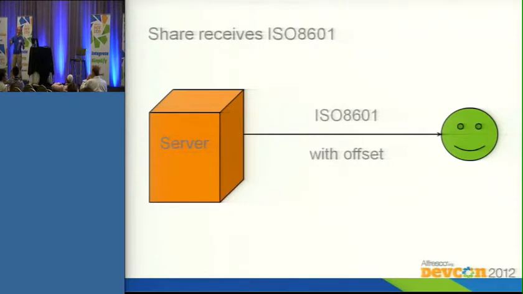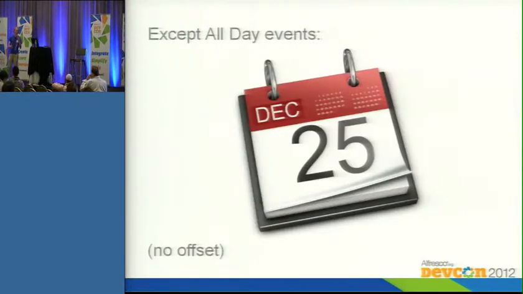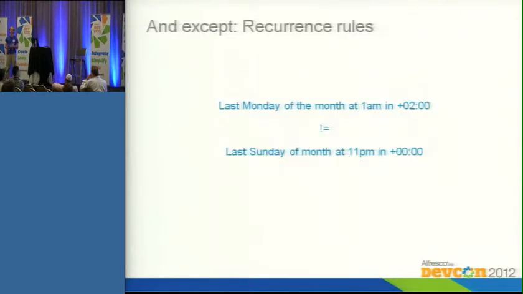So within Share, we make REST API calls to the repo, and all the data we get back is encoded in ISO 8601 format with the offset. The exception to that is all-day events within the calendar. For example, something like Christmas happens on the 25th of December everywhere in the world, regardless of the time zone. So we don't send the offset back with the all-day events. And the other exception is for recurrence rules, because the last Monday of the month is not the same as the last Sunday of the month with a different offset.